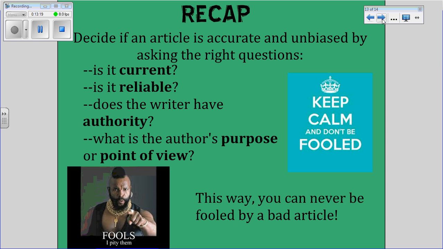And what is the author's purpose or point of view? Are they just trying to persuade you of something? Or do they have a purpose that is more informative, and are they balancing their facts and opinions? By asking yourself these questions, you can never be fooled by a bad article.